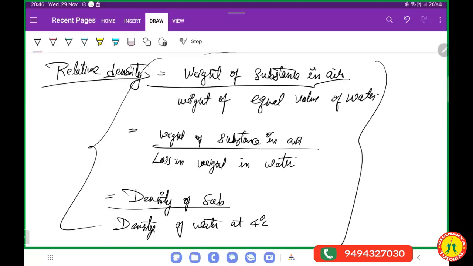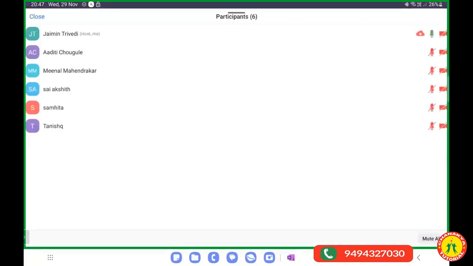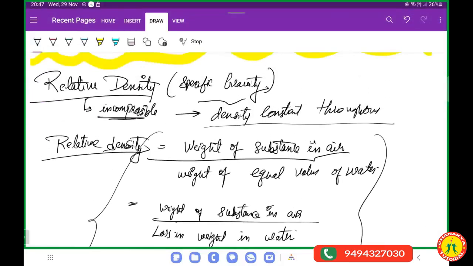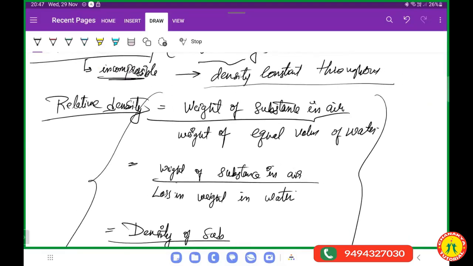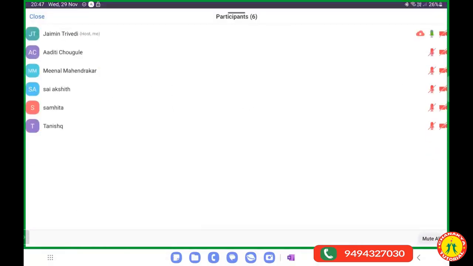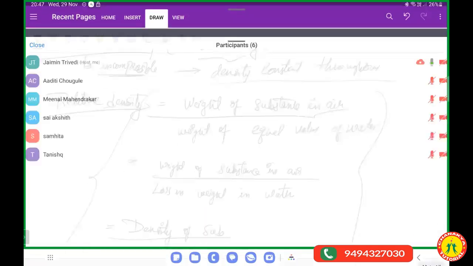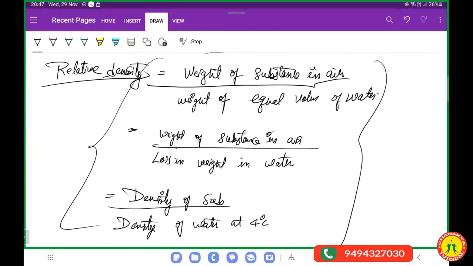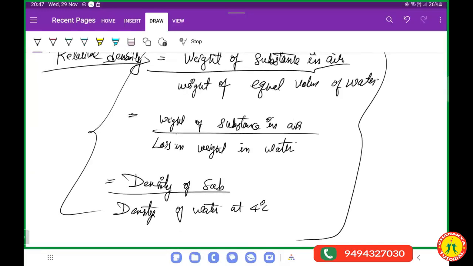Okay, done. If you're done, tell me. Any question here about this relative density or anything? Any doubt? Aditi, Meena, Sain, Akshit, Samhita, Tanesh. No? Okay.